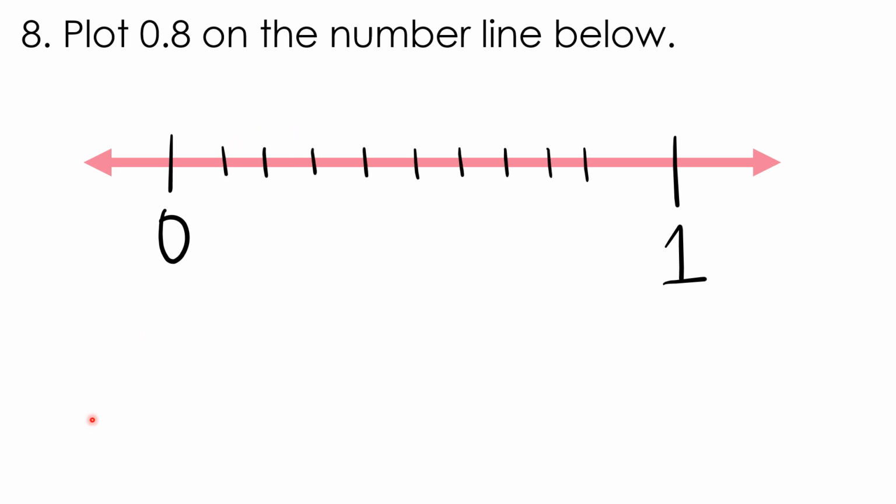Now we're just going to count over 0.1, 0.2, 0.3, 0.4, 0.5, 0.6, 0.7, 0.8. Feel free to pause the video if you need to catch up. And then we're just going to plot a little dot there. There we go, all done.